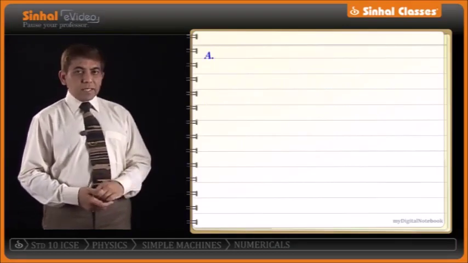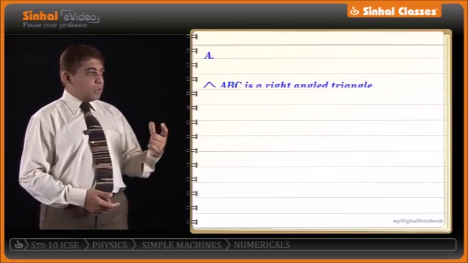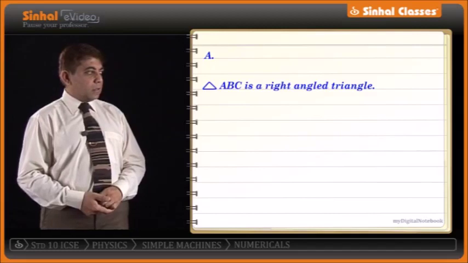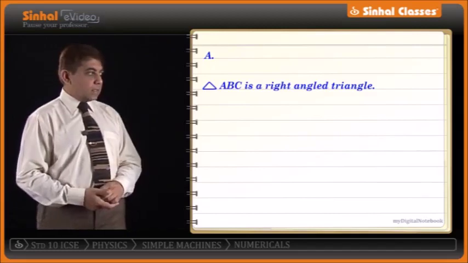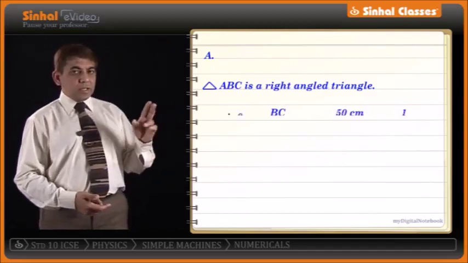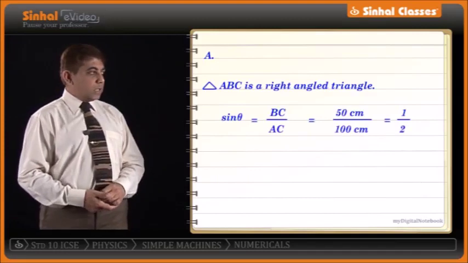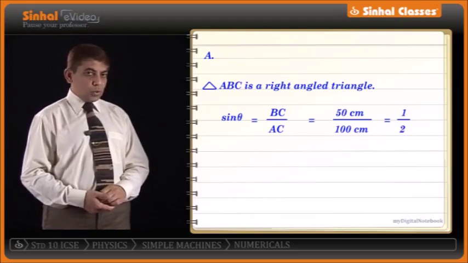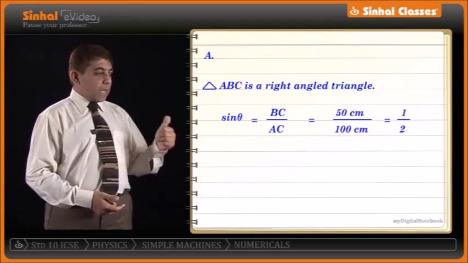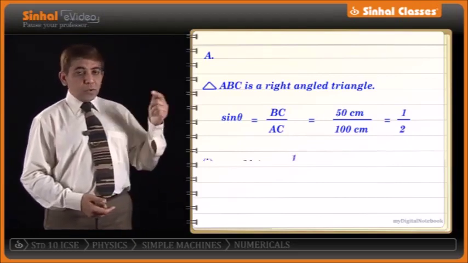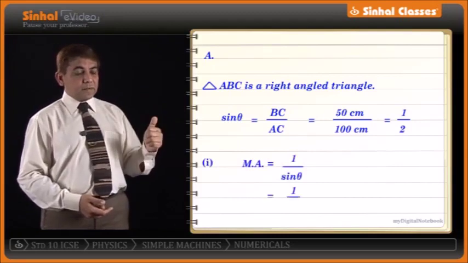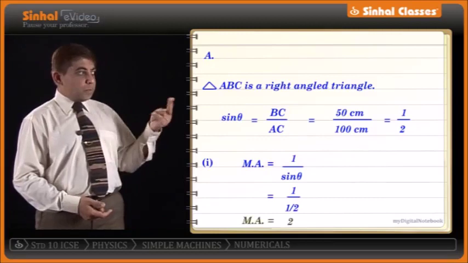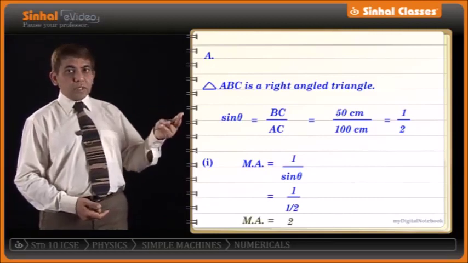Since ABC is a right angle triangle, the hypotenuse is the longest side, which is 100 centimeter. We have sine theta as length of BC upon length of AC, which is 50 divided by 100, that is 1 upon 2. Mechanical advantage is 1 upon sine theta, cosec theta, that is 1 upon 1 upon 2, reciprocal of reciprocal, which is equal to 2.